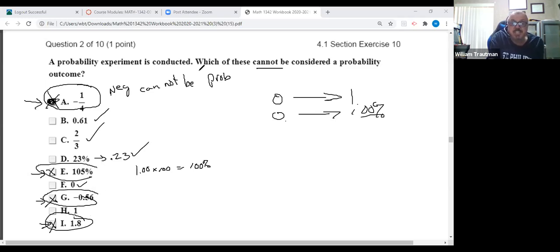It says which ones cannot be probabilities. Negatives cannot be probabilities. You cannot have more than 100%, or more than 1 when you're looking at the digits or decimal places. For percentages, you can't have more than 100%, and you can't have negatives. So the ones I circle are the ones you cannot have as a probability. It's on the homework, and I'm sure this is a test question.